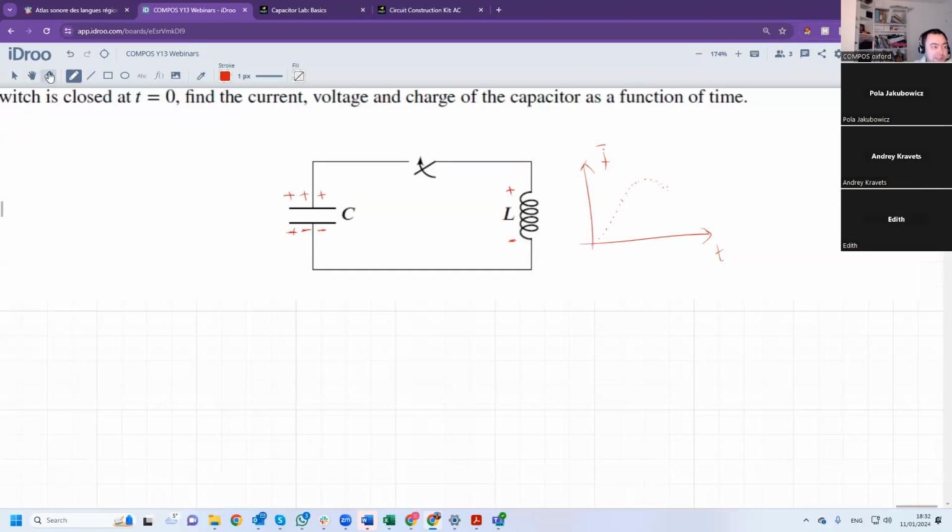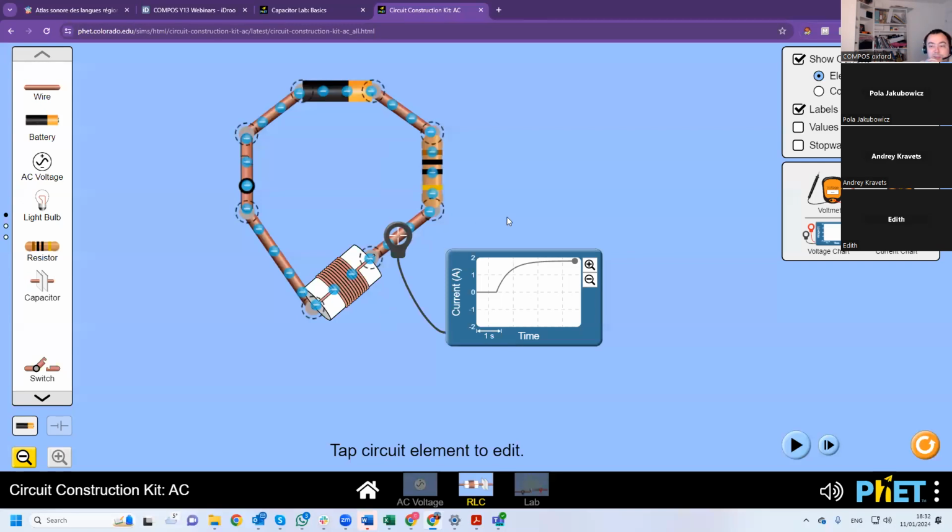So when the capacitor has discharged, the current in the inductor is a maximum, and it will keep the current going. The current will flow until the bottom is charged. The bottom is positive and the top is negative. So effectively, we're switching the charge. So let's have a look.